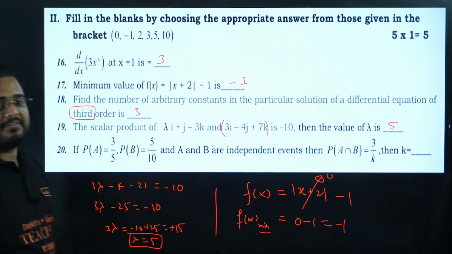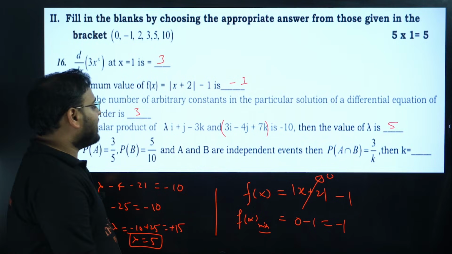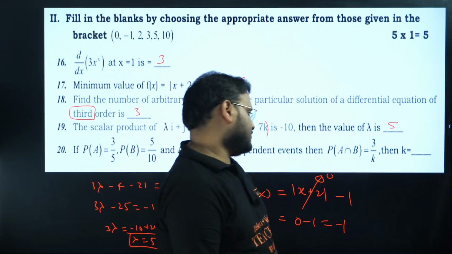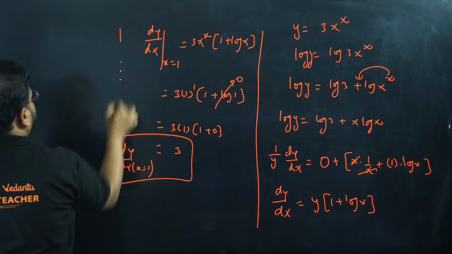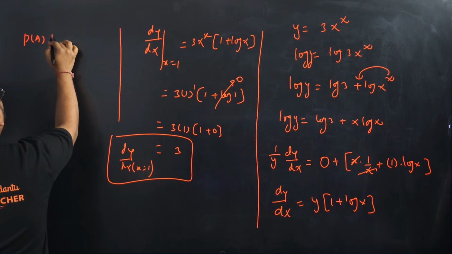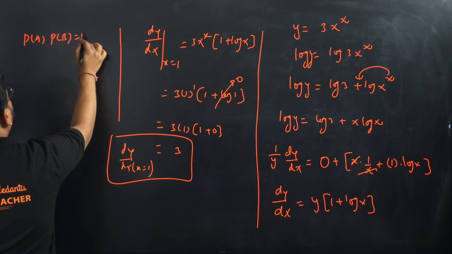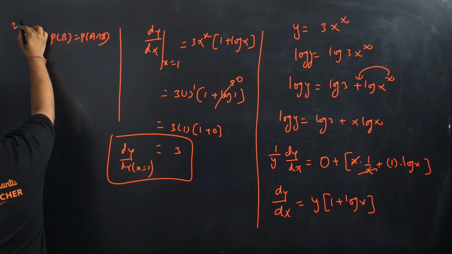Lambda is 5. Next, P(A) is 3/5, P(B) is 5/10, and A and B are independent events. Okay, independent events, that's good. It means P(A) into P(B) will be what? P(A intersection B). They are independent events, no? This is question number 20, okay?